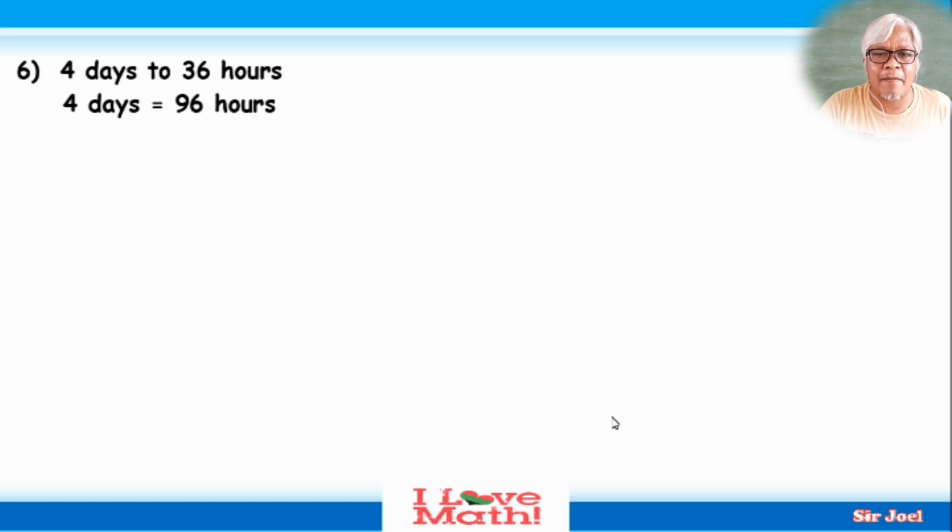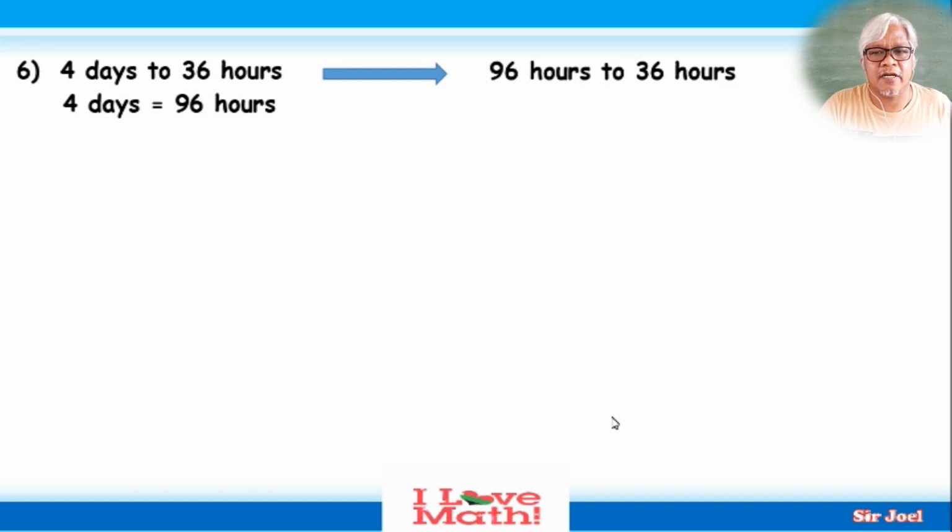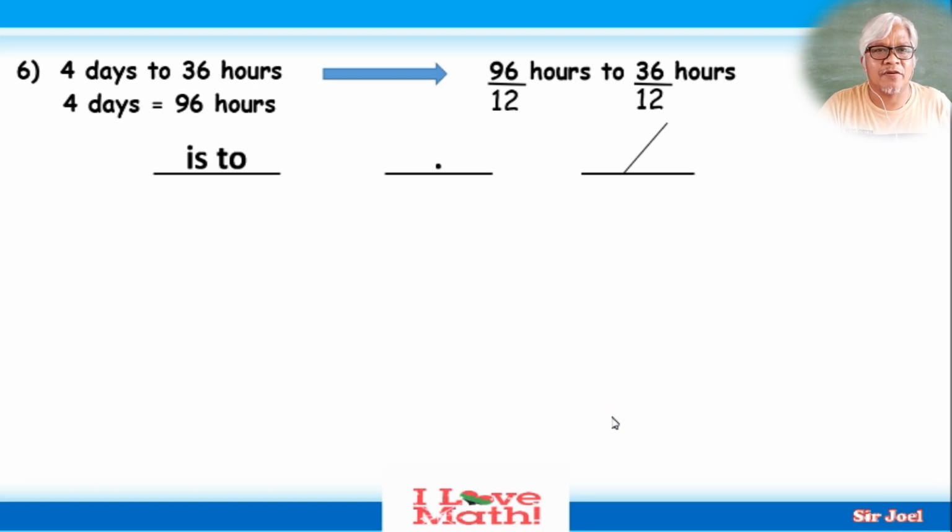Okay? From the problem, magiging na siyang 96 hours to 36 hours. Ibig sabihin, instead of 4 days, we'll be using 96 hours para maging hours to hours. Magkatulad sila ng units. Okay? Now, observe 96 and 36. Ito ay divisible by 12. What is 96 divided by 12? And what is 36 divided by 12? So, kayo na ang mag-solve.